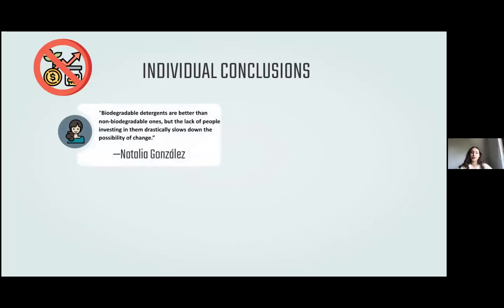My personal conclusion is that biodegradable detergents are better than non-biodegradable ones, but the lack of people investing in them drastically slows down the possibility of change. There could be a chance of change if the majority of people invested in them. However, as very few people do, it will take the whole world a lot of years to make the detergents less toxic products and a significant change.